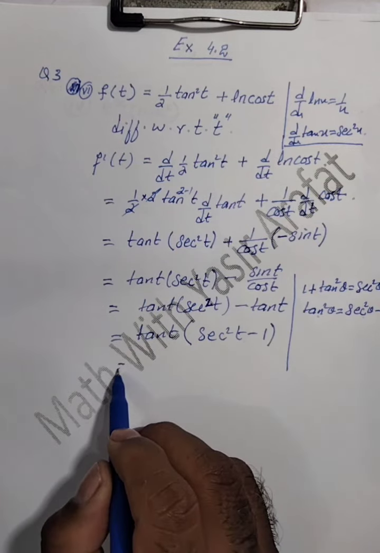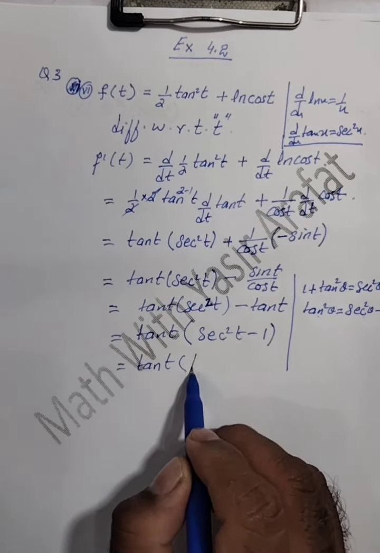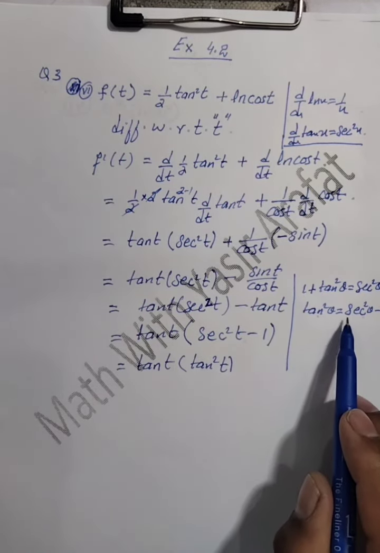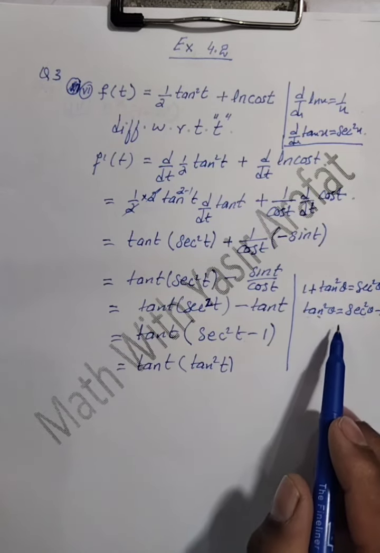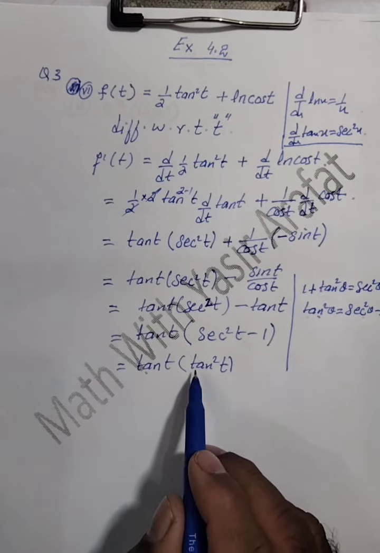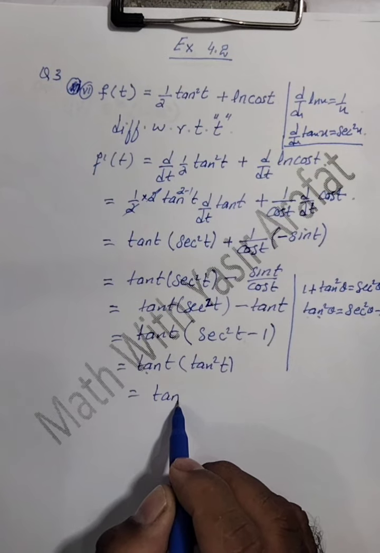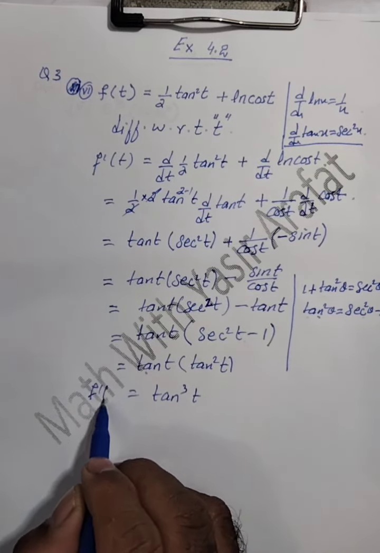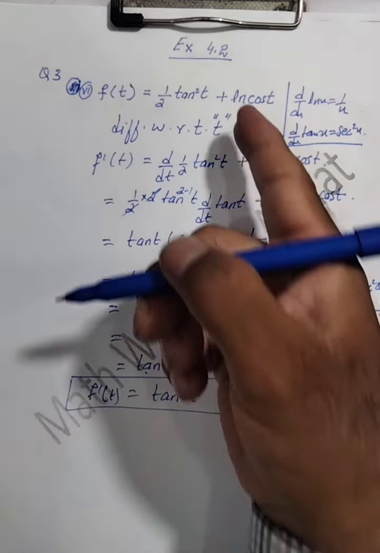It will be equal to the tangent t, tangent square t. This is sec square theta minus 1. It will be equal to tangent square theta. So we just have to apply the formula here. That is tangent into tangent square t, it is tangent cube t, and this is the derivative of this question.